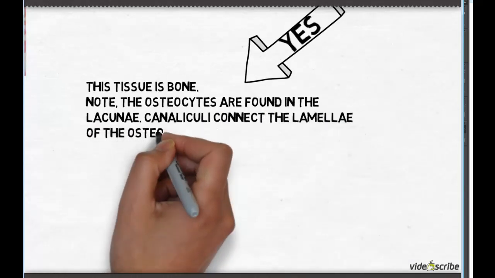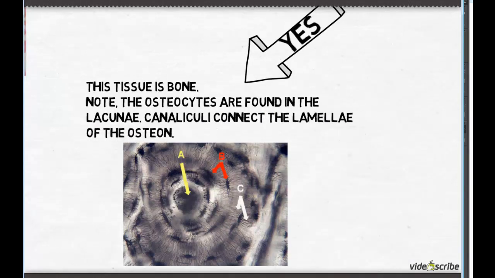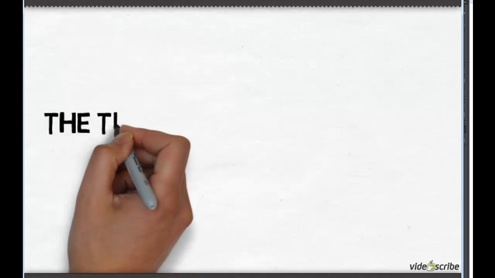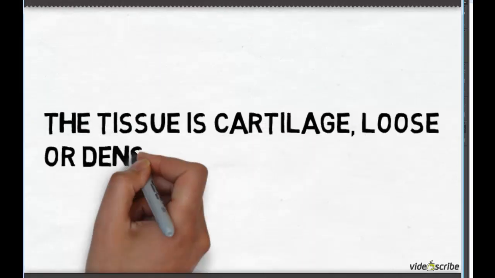Cells embedded in the lamellae communicate through extracellular extensions in the canaliculi. The letter A is the central or Haversian canal, B arrows are pointing to the lacunae, and C are the squiggly lines of the canaliculi. If the answer is no, then the tissue is either cartilage, loose, or dense connective tissue.